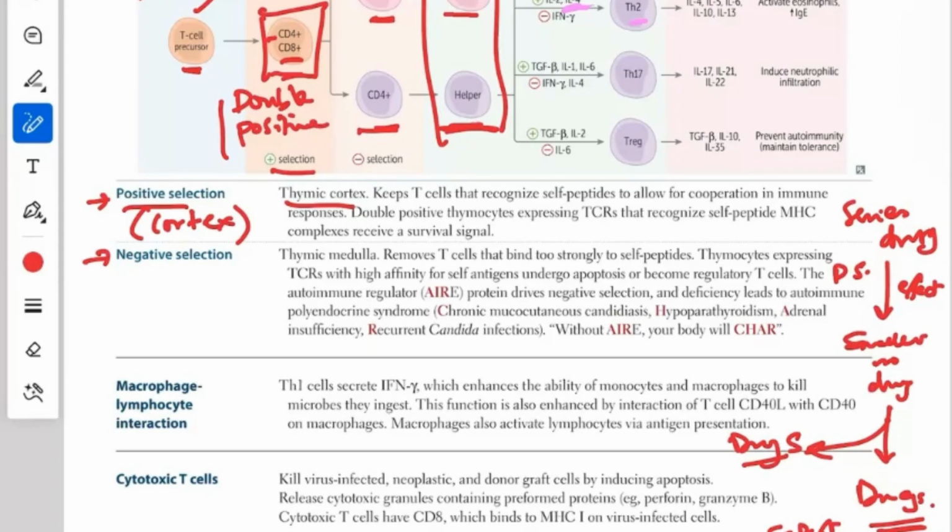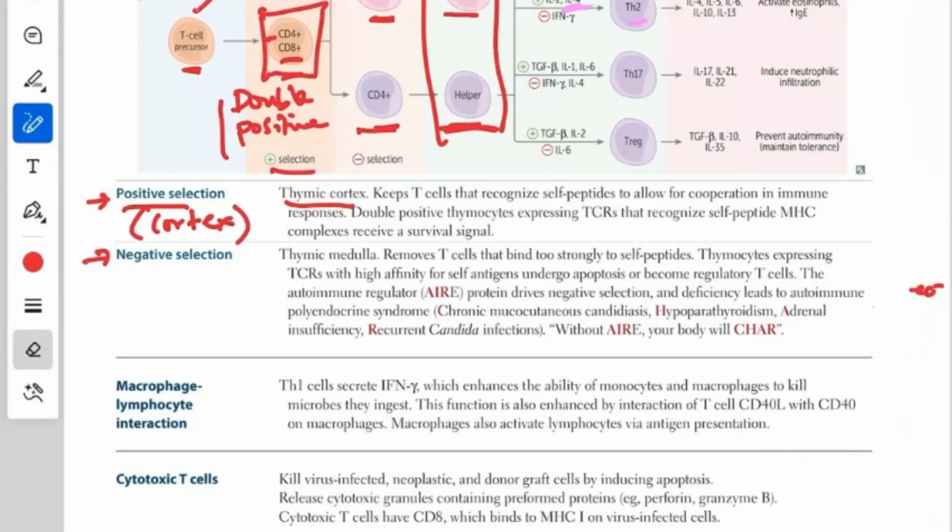So coming back to the thymus, just to give you an example of what it is doing, the thymus is actually screening the T cells that come in. Those immature T cells that are coming in, it is screening them to weed out the T cells that will be potentially harmful to the body. All right, so that's what is happening in the thymus.